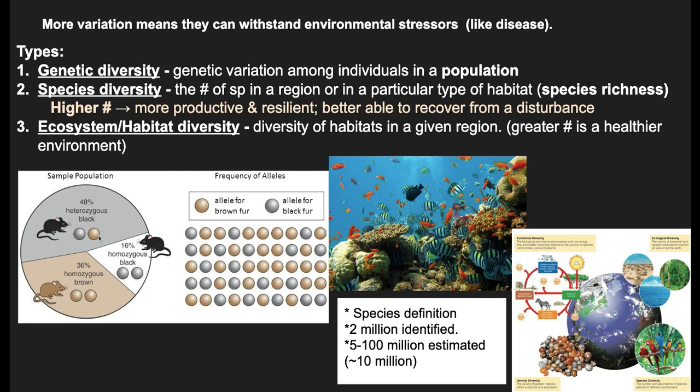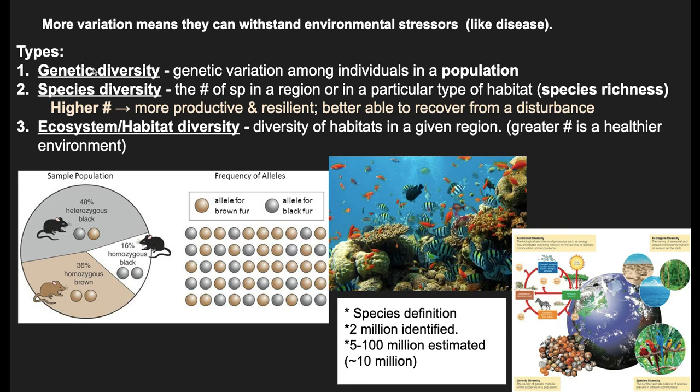So genetic variation, if we would have a different fur color for mice, such as the allele for brown fur color and the black fur color, it would give us a different ratio when we mix it, depending on if they are homozygous or heterozygous. So having that variation in the genetic pool will allow this population to withstand any environmental stressor, or more environmental stressors than if we would have only a homozygous allele.